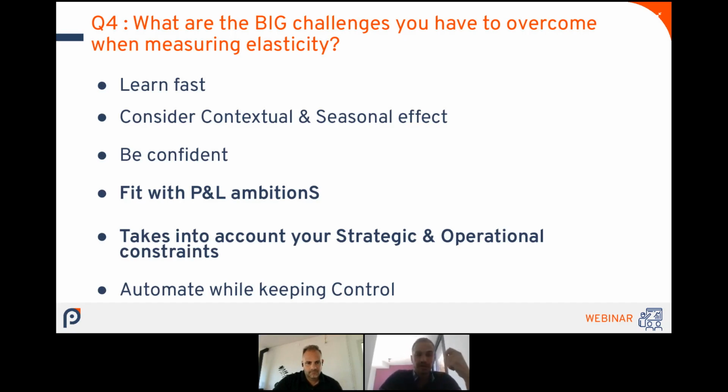So the fourth one is being able to fit with your P&L ambitions. Of course, the classic, or let's say the academic, definition of elasticity is the correlation between price change and demand change or volume change. But of course, we are trying to be as operational and as business-driven as possible.